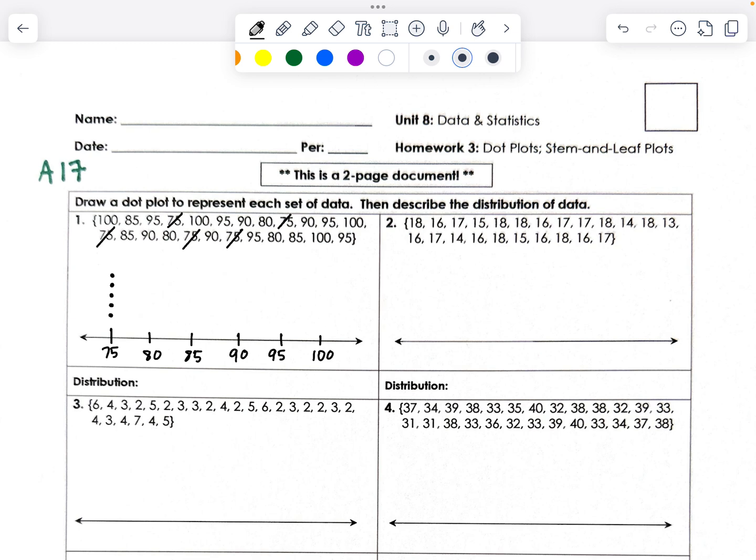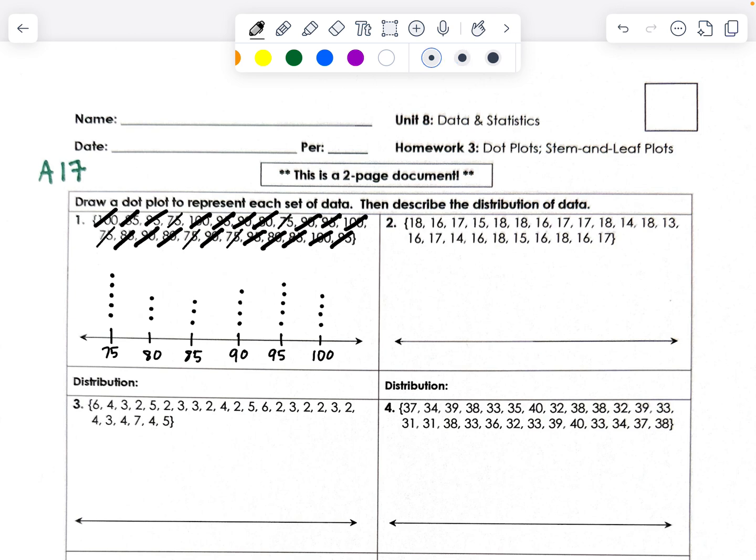80s, it looks like we have 3. 1, 2, 3. 85, also 3. 1, 2, 3. 90, we have 4. 1, 2, 3, 4. 95, there are 5 of those. 1, 2, 3, 4, 5. And then 100s, 1, 2, 3, 4. All right.